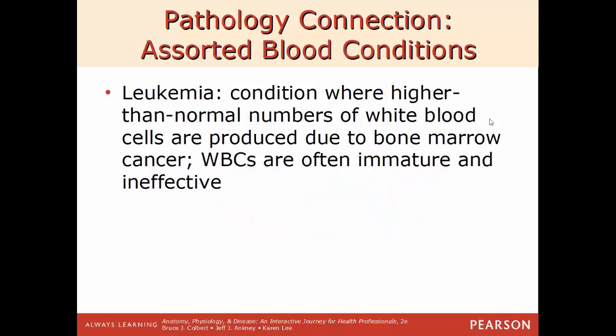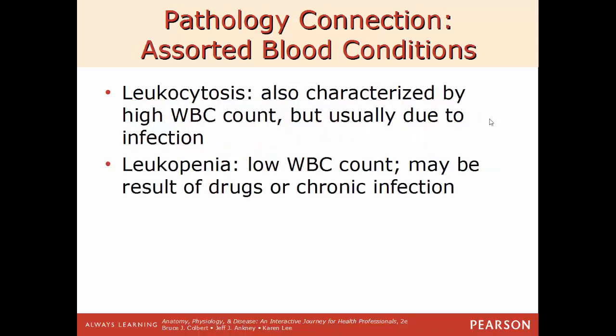Leukemia is a condition where you have higher than normal amounts of white blood cells, and this is usually in response to bone marrow cancer. Now, even though you're producing more white blood cells, these are often going to be immature white blood cells and also will be ineffective. Leukocytosis is also characterized by a high white blood cell count, but usually due to an infection. Leukopenia, this is a low white blood cell count. This could be due to a chronic infection or the result of drugs.